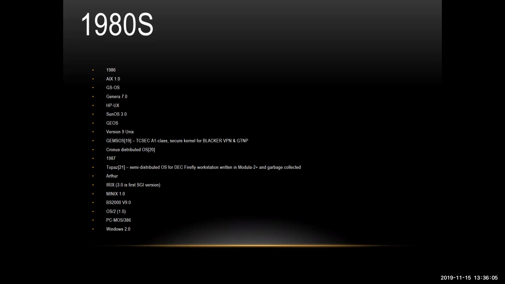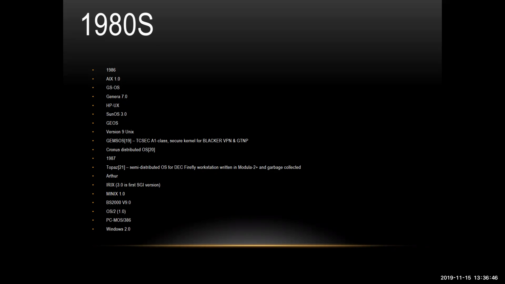And we also had IRIX. It is the discontinued operating system developed by Silicon Graphics to run on the company's proprietary MIPS workstations and servers. And then we also had Minix. It's also a Unix-like operating system based on microkernel architecture. And then we had the BS2000 v9.0 and then OS/2 1.0. And then we also had the PC-MOS 386.